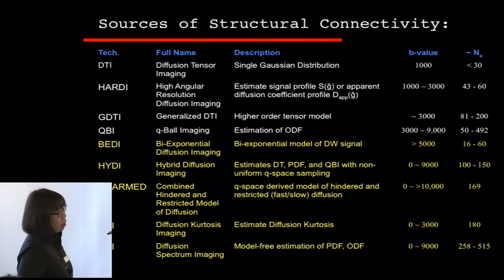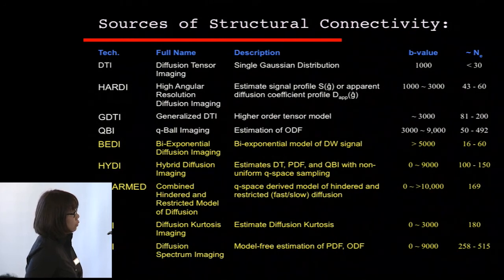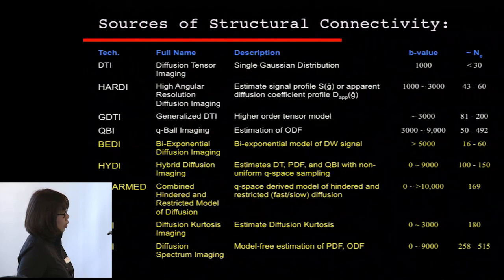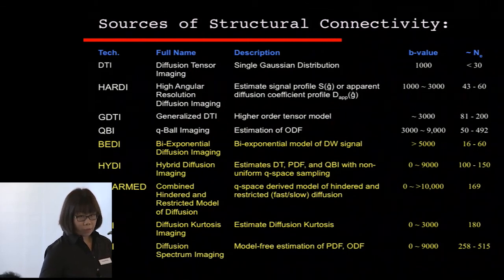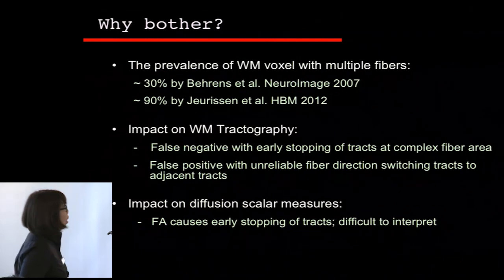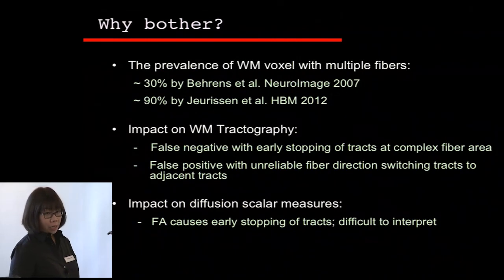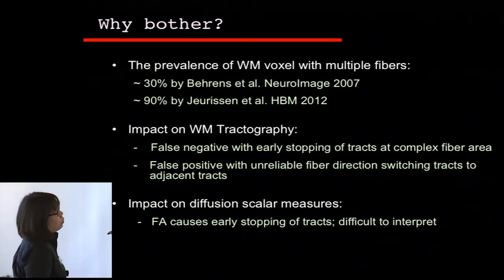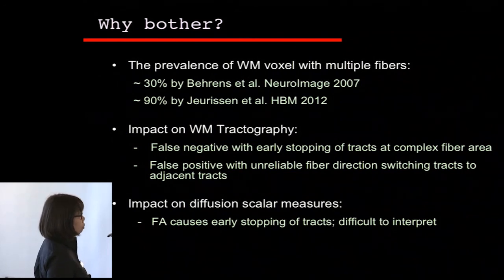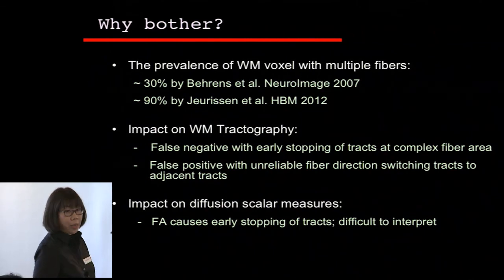The imaging scan time is linearly proportional to the number of directions and also increases with a higher B value. So for example, for diffusion spectrum imaging with 500 directions, you probably need 2 hours of scan. But why bother? Why do we invest the scan time and the money to do this complicated experiment? That's because the prevalence of white matter voxels with multiple fiber directions is much higher than we expected in the past.